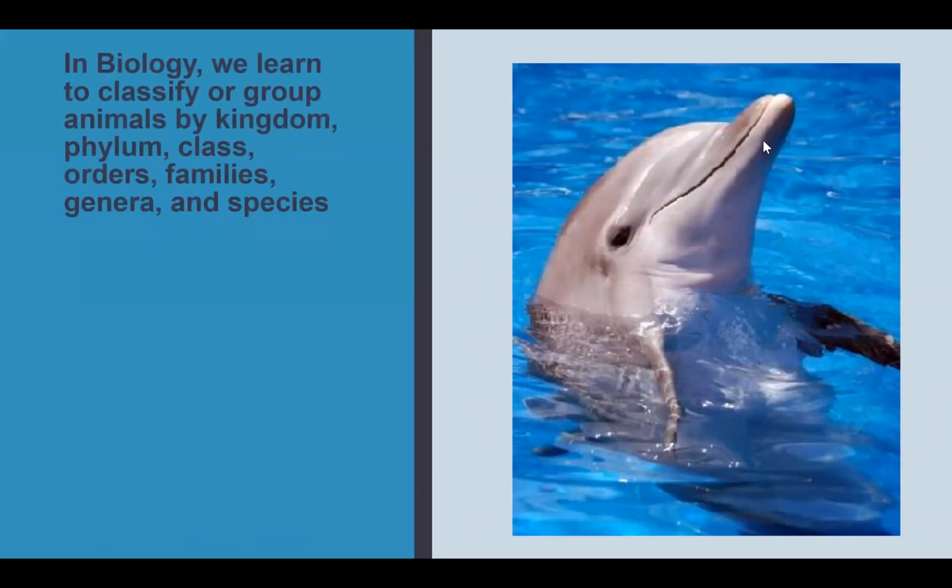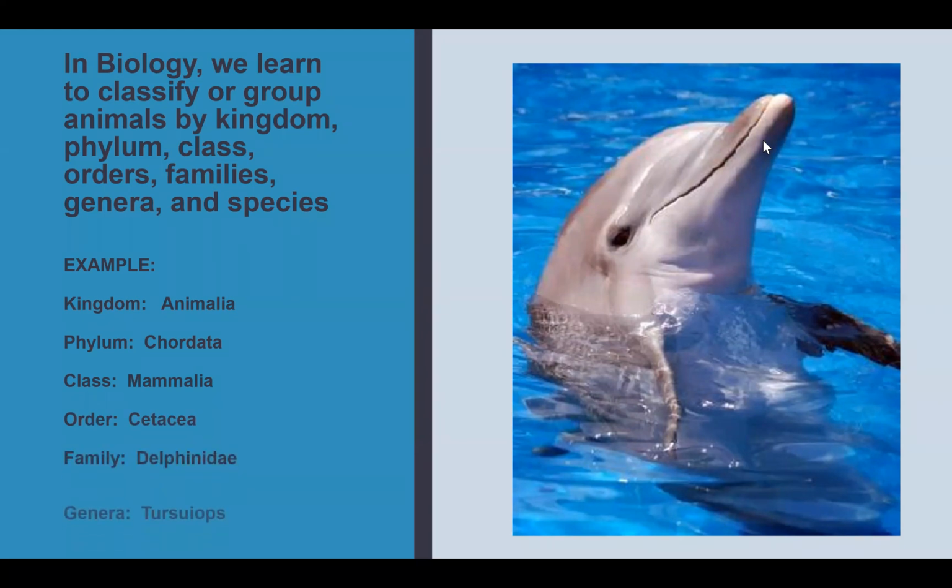For example, in biology class, you often learn how to group or classify animals by their kingdom, their phylum, their class, orders, families, genera, and their species. And so I have a picture of a dolphin here. It is a member of the animal kingdom. It is in the phylum Chordata. It is a mammal. The class it's in is mammal. And there you see the order and the family and the genera and the species.